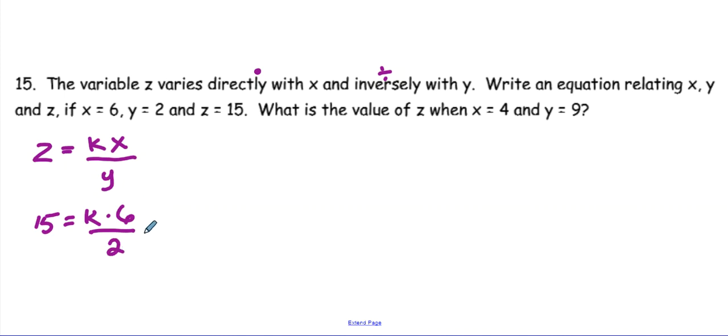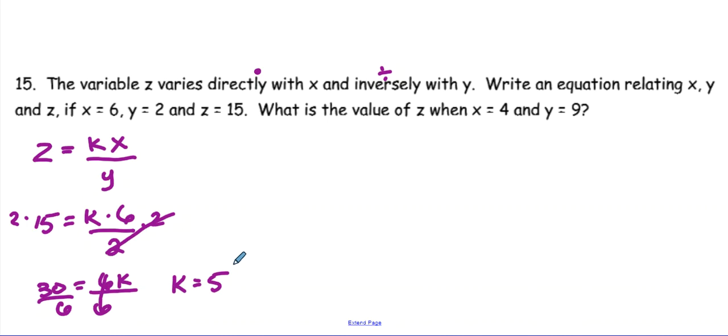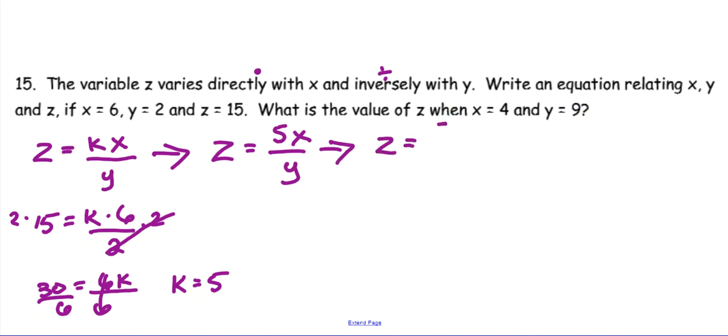So there's more than one way you can solve this, but if you want to multiply by 2 first on both sides, I would get 30 equals 6k, and then divide by 6, and get k equals 5. So now you have a number for k. You know that z is equal to 5x divided by y. So now we're going to try to find the value of z when x is 4 and y is 9. So z is equal to 5 times 4 over 9, which is going to give us a fraction, 20 over 9.